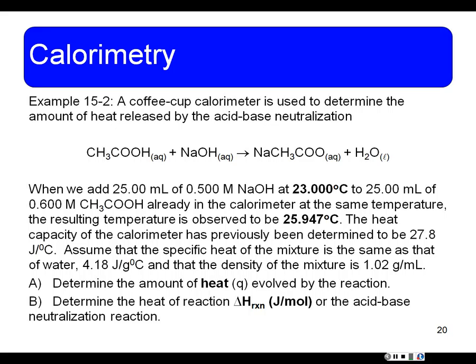The first thing we're going to do is determine the amount of heat, Q. What are our units going to end with? Exactly, joules or kilojoules, evolved by the reaction. And then part B, we want to determine delta H of the reaction. If we look over here, what are our units? The only difference is the per mole part. So we have to add in a couple more steps to find moles.